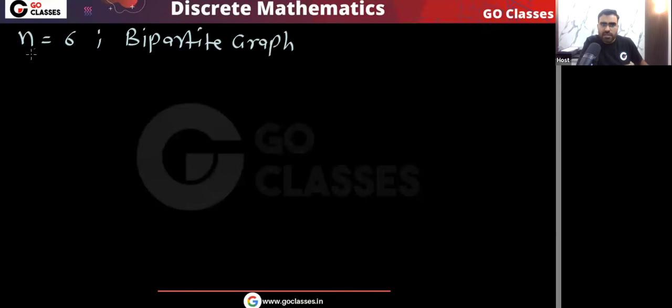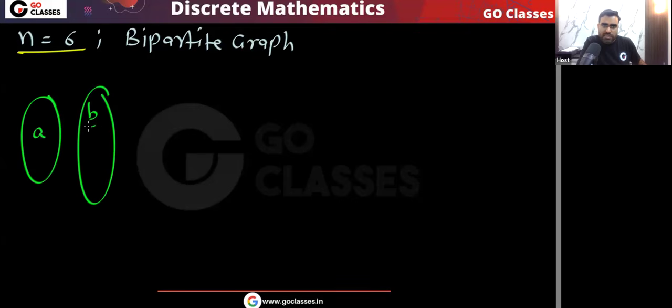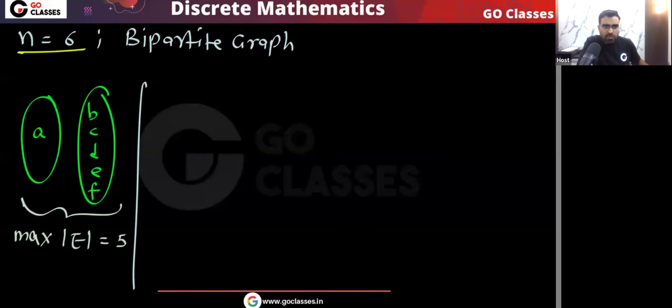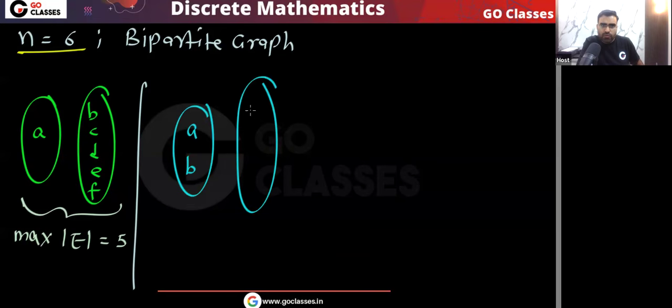Now you might be thinking that it will depend on which part has how many vertices, yes or no. For example, let me give you some scenario. If I put one vertex here, and if I put 5 vertices here, then tell me maximum how many edges I can have. Then the maximum number of edges I can get is 5. But instead of doing this, I can put 2 vertices here and I can put 4 vertices here.